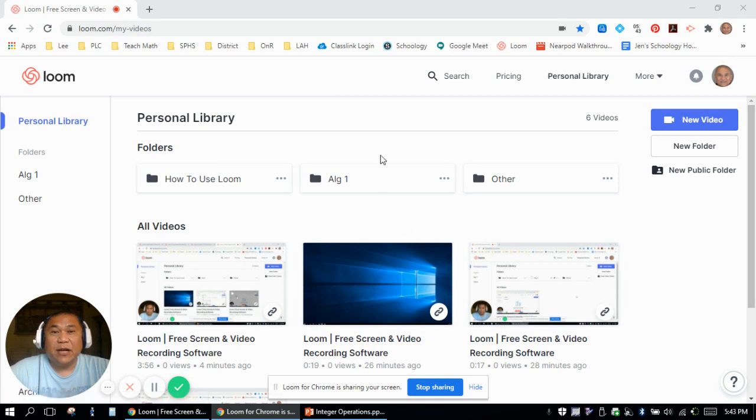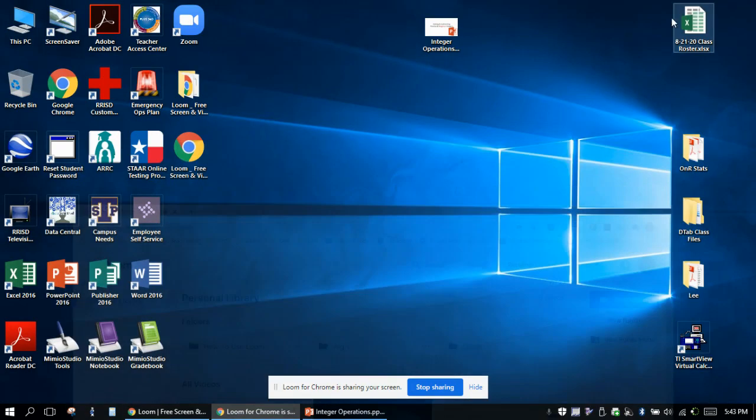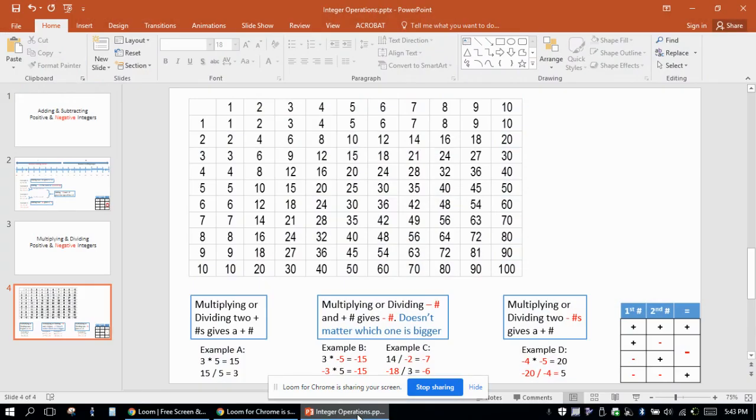We're going to continue our conversation with working with positive and negative integers. This time, we're going to be talking about multiplying and dividing positive and negative integers. Now we're going to start with a multiplication table. I know you guys probably have this memorized already, but I've added it here for the sake of simplicity.